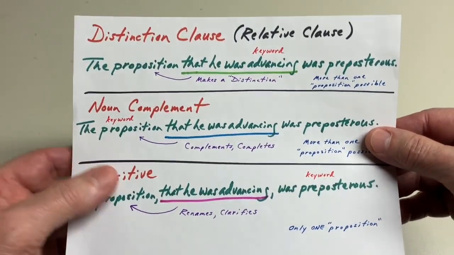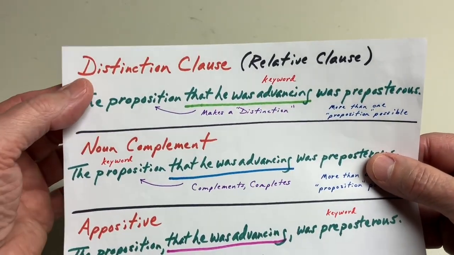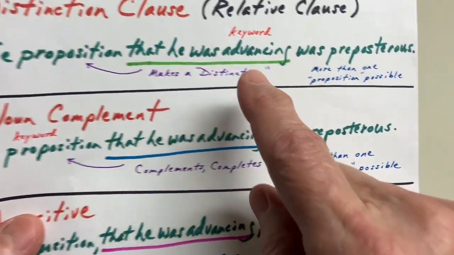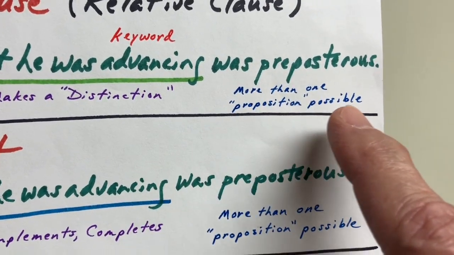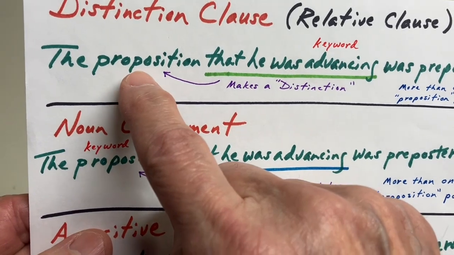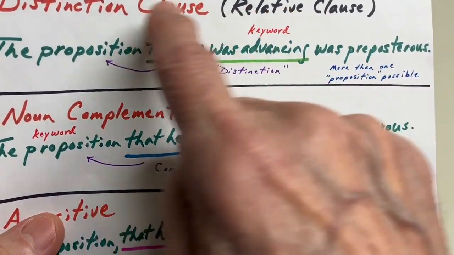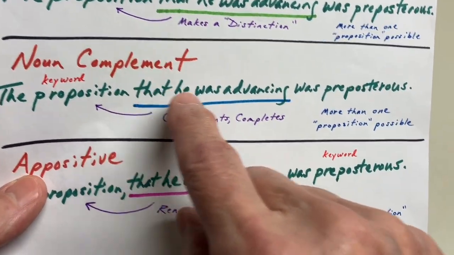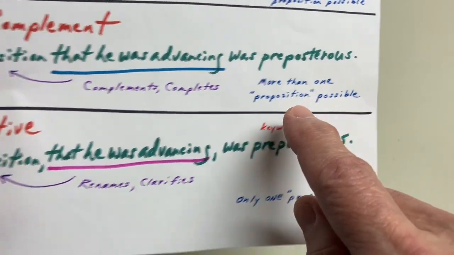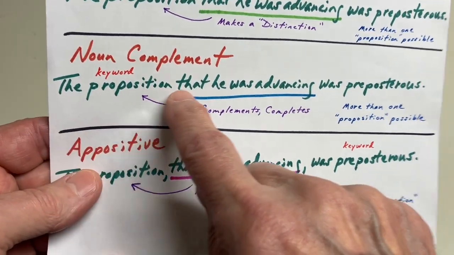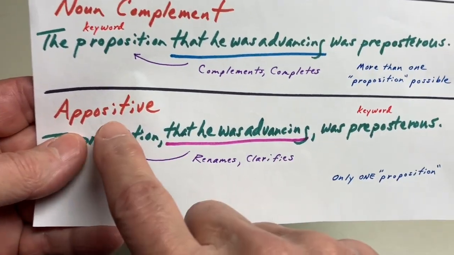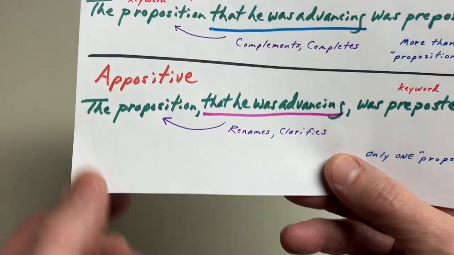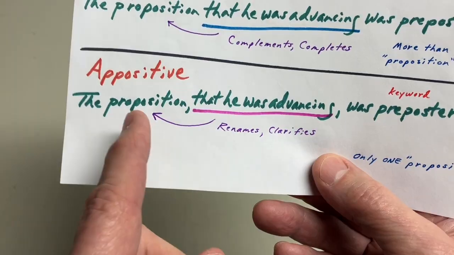So what we have here then is, in the distinction clause, the way it's set up, the way it's structured and the way it reads, you can have more than one proposition. It's possible to have more than one proposition when you say this and you read it and understand it. And also with the clause used as a noun complement, there is the possibility that you can have more than one proposition here when you read this and understand it. But with the appositive, there can be only one proposition, only one. That's what these commas are doing. They're saying this is the proposition.